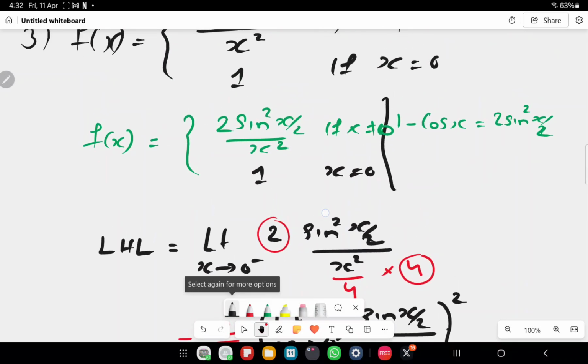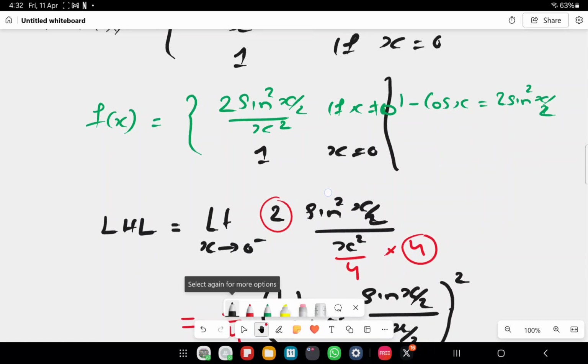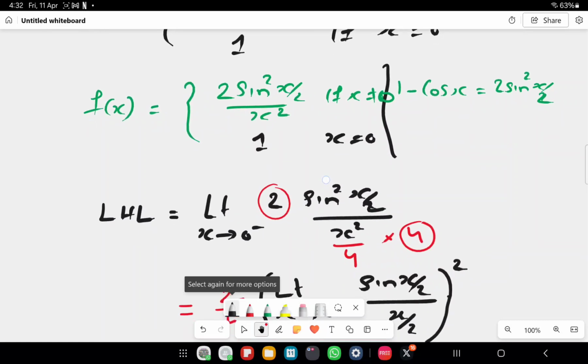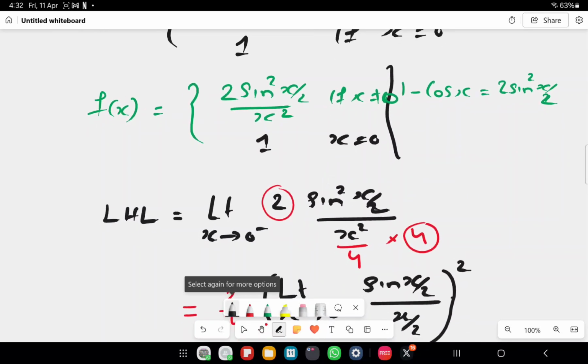So what do you need to do here? Okay. So you need to check only now. This question is to check the continuity of the function. The question was to show that the function, this question was discuss the continuity. So we are discussing the continuity of this one only here.